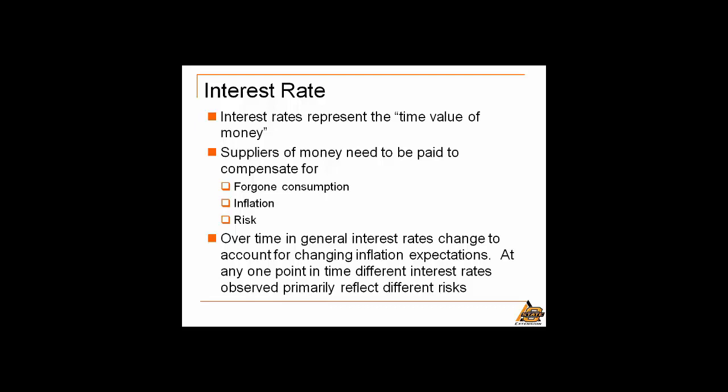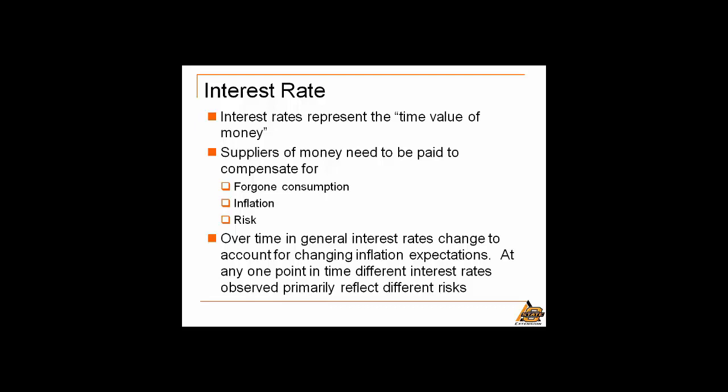So if I'm going to loan you money today, that means I don't have that money myself to go buy stuff with. So I have to make that trade-off, do something else with my money instead of buying something that I might want with it. Suppliers of money demand to be compensated for that foregone consumption.